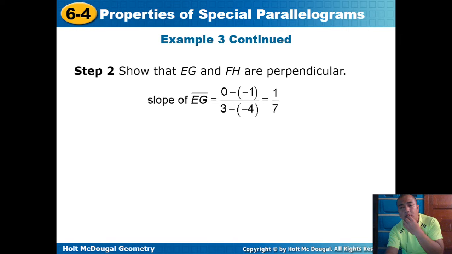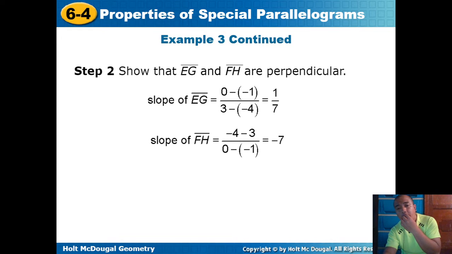Show that EG and FH are perpendicular, of course. Slopes lang. The product of their slopes should be -1. So, what is the slope of EG? 1/7. Slope of FH, -7. So, as you can see, 1/7 times -7 is -1. The product is -1, therefore they are perpendicular.